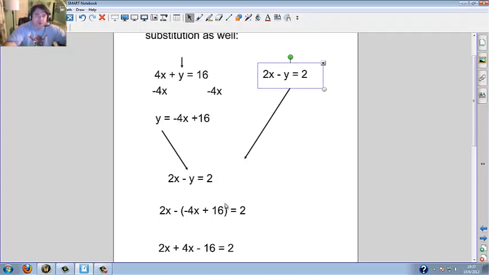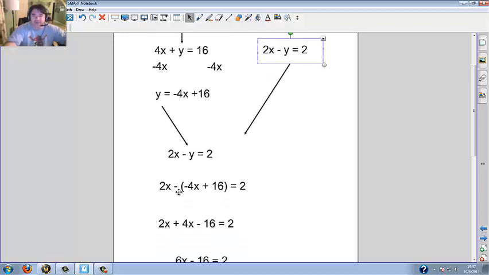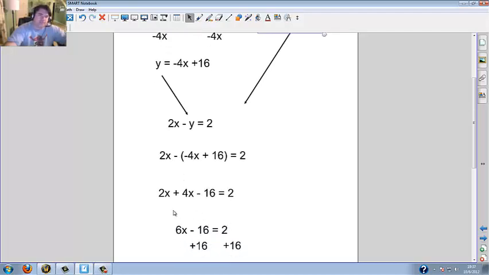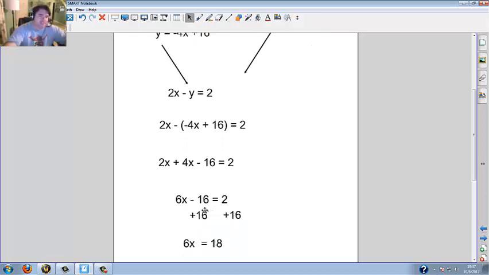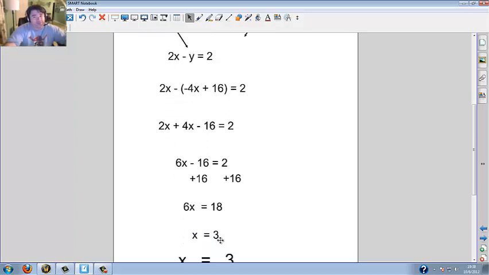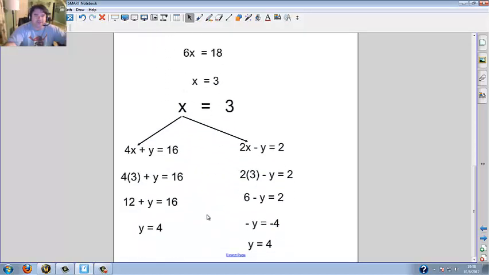2x minus, instead of y, we're going to drop in negative 4x plus 16. So I'm going to stick that in where the y was, and then equals 2. So it's just this, but with the y substituted in. Anyway, long story short, 2x is still here. 2 negatives make a positive, so positive 4x. Negative and a positive make a negative, so negative 16 equals 2. So I'm going to add these 2x's together. 2x plus 4x makes 6x. Minus 16 equals 2. Add 16 to both sides. 6x equals 18. Look familiar? Divide by 6, x equals 3. Plug it back in, voila. So you can solve it by substitution, you can solve it by elimination, and yes, you can even solve it by graphing.